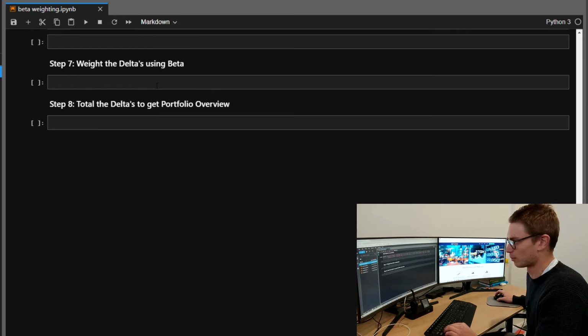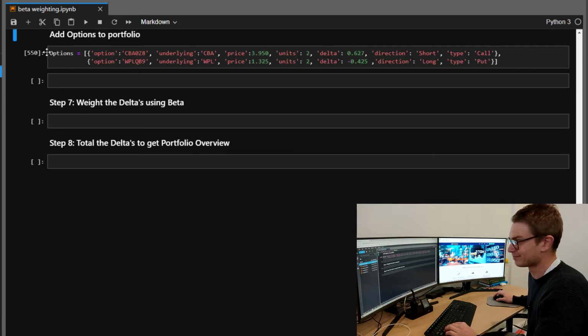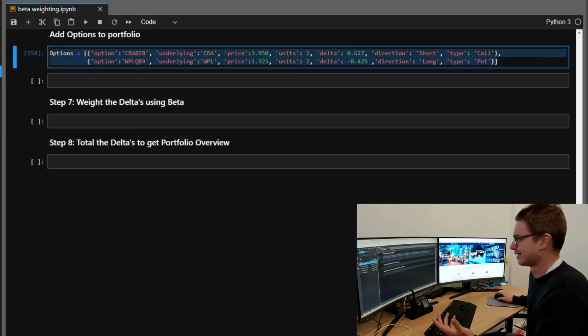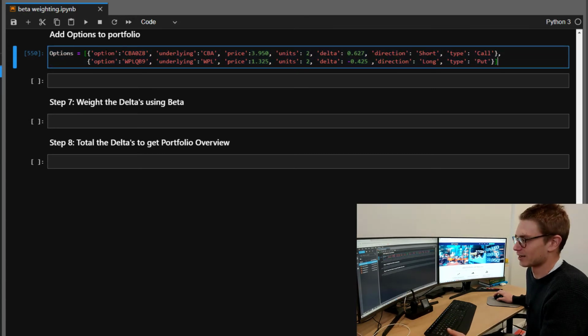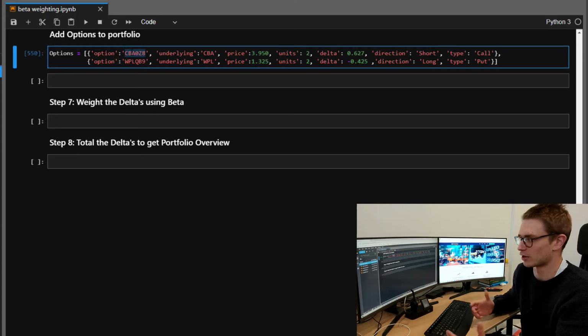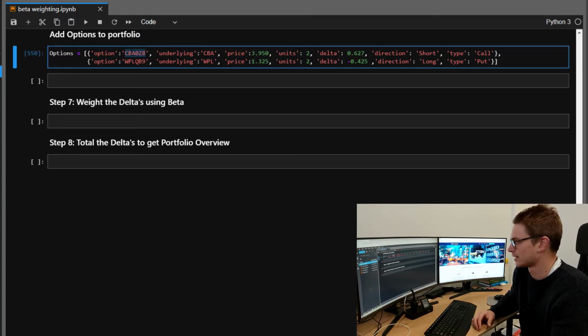What about for the options? So here, I've got 3 options here, and I've just got details. Essentially, you've just got to go to your brokerage website or whatever, the stock exchange that you're looking at, and find out all these pieces of information. So I've got these specific options. I've got CBA and WPL.